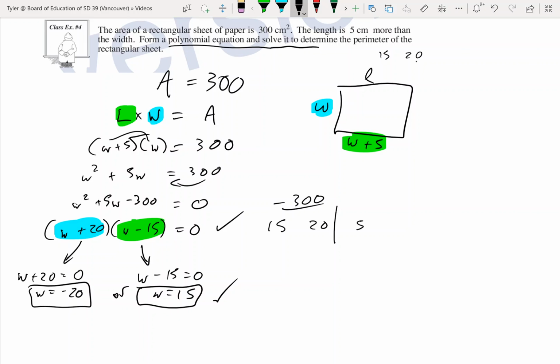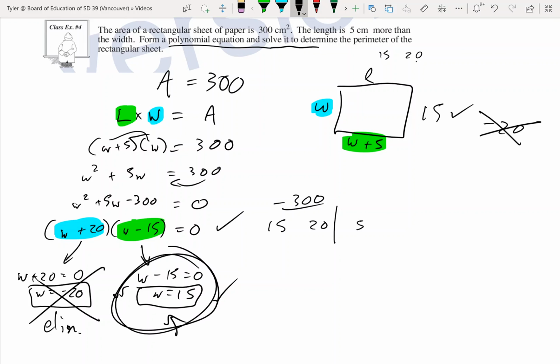Now, the question said, what's the perimeter? What are the dimensions? This is the width, right? So a width of 15 makes sense. That's cool. A width of negative 20 does not make sense. You can't have a negative number for a width. So when you're doing word problems, sometimes you have to eliminate negative answers that don't make sense. So this must be the only answer possible.